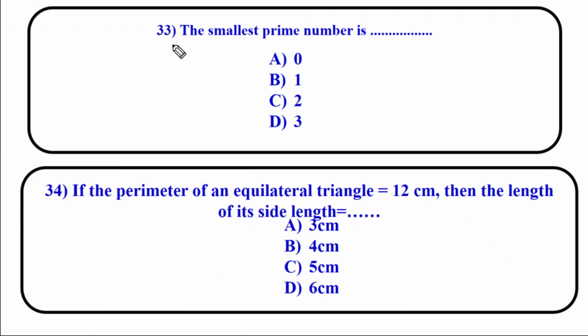Number 33, the smallest prime number is what, guys? It is 2. We studied before. And this number is the only prime even number we studied before.